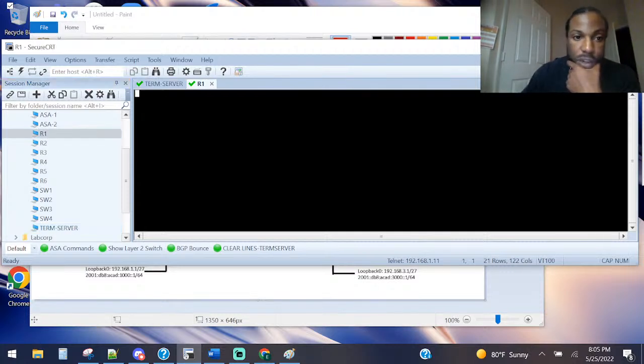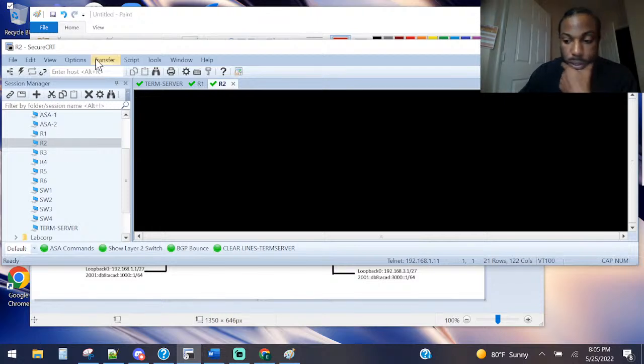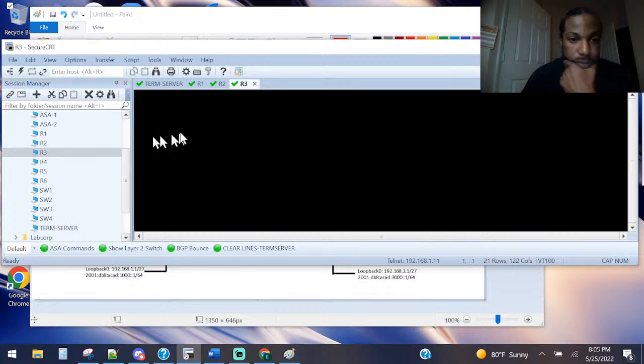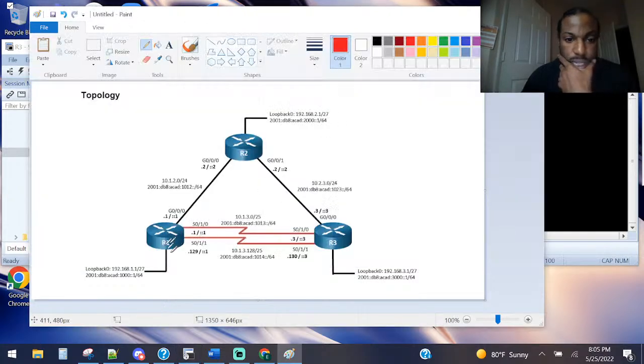Let's see if we are in them. Yep, there's router 1. There's router 2 if he wakes up, and here's router 3. Right, there he is right there. Do I have a PC connected to it? Nope, just we got router 1, router 2, and router 3.